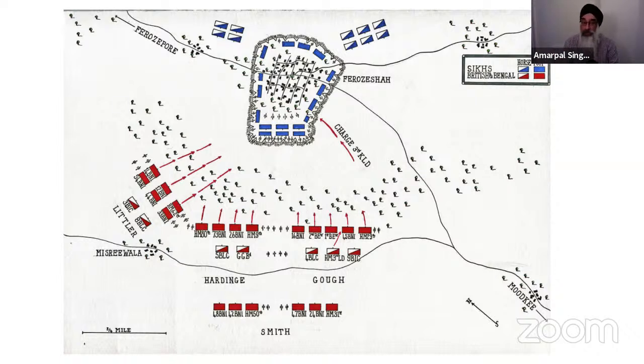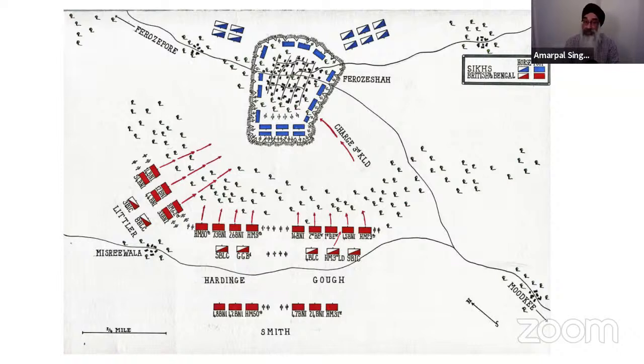The battle started very badly for the British. The British artillery opened up, and they soon found that the Sikh artillery were a lot better than them. Within the hour, all the British artillery had been destroyed. That was probably a sign for the British commander-in-chief, Sir Hugh Gough, that there's something going wrong.